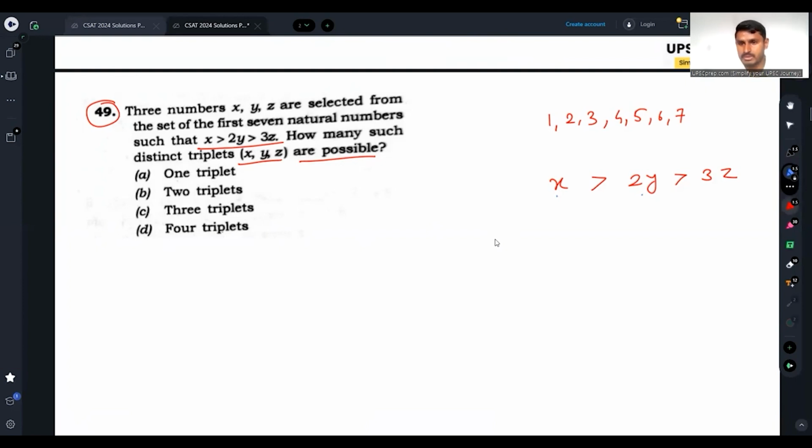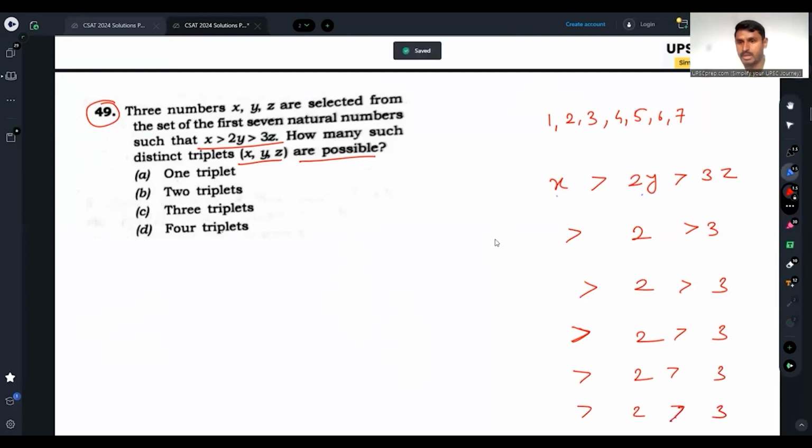So what I will do here is write down this 2 and 3 as it is. 2 and 3 as it is, again 2 and 3 as it is. Now with the blue color, I will mark the values of x, y, z.